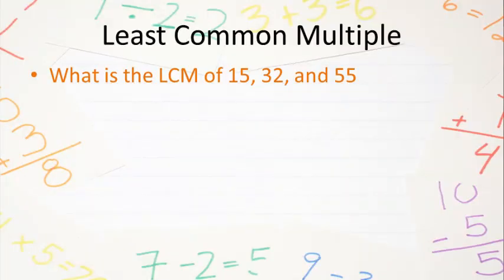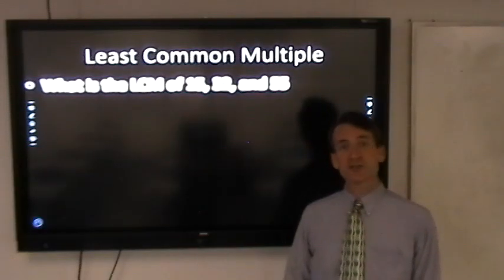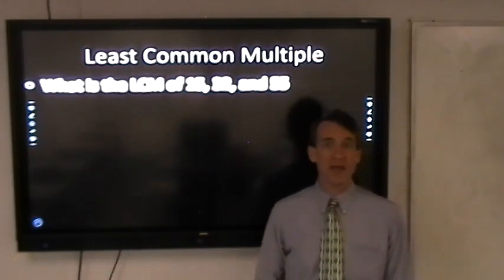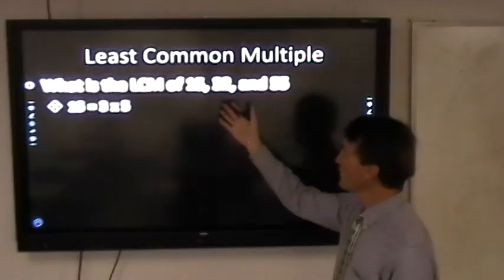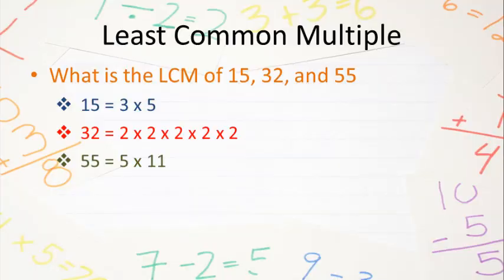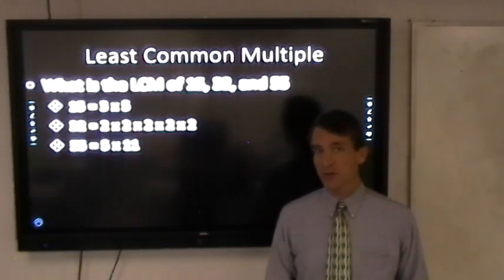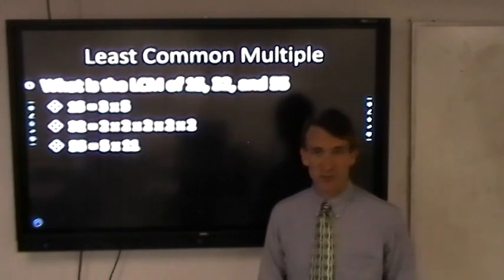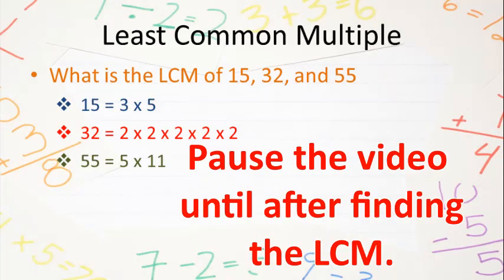Let's try the least common multiple now of 3 numbers. Let's say I have 15, 32, and 55. Well, I start out the same way. I'm going to prime factor each of those numbers. So if I prime factor 15, I get 3 and 5. If I prime factor 32, I end up getting 2 to the 5th power. And if I prime factor 55, I get 5 and 11. I'm going to follow the same process, but now I need to look at 3 different locations rather than just 2 to get my numbers.